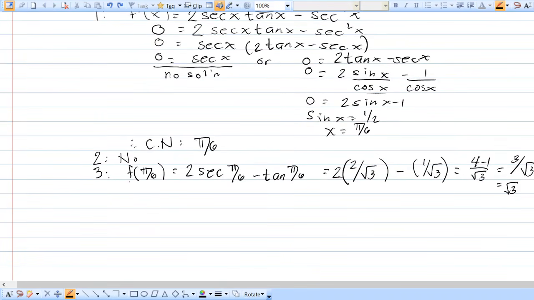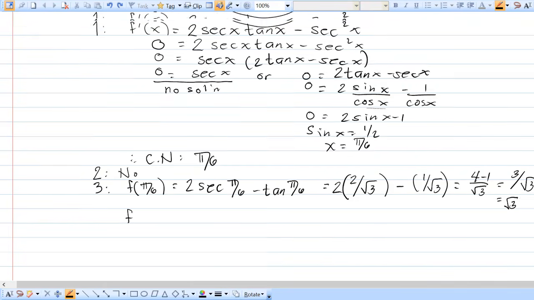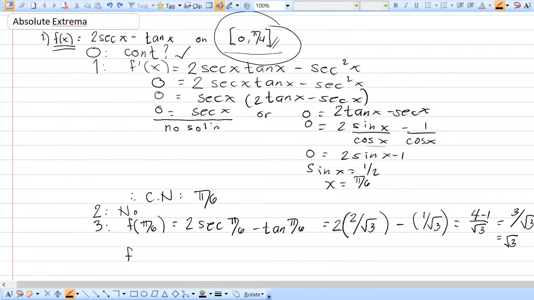Okay. Next, pag nakuha mo na yung function value ng critical number, kunin mo ngayon yung function value doon sa iyong given interval. So, since yung given interval natin ay parehong close, kunin mo lang yung function value nitong 0 at saka function value ng pi over 4.